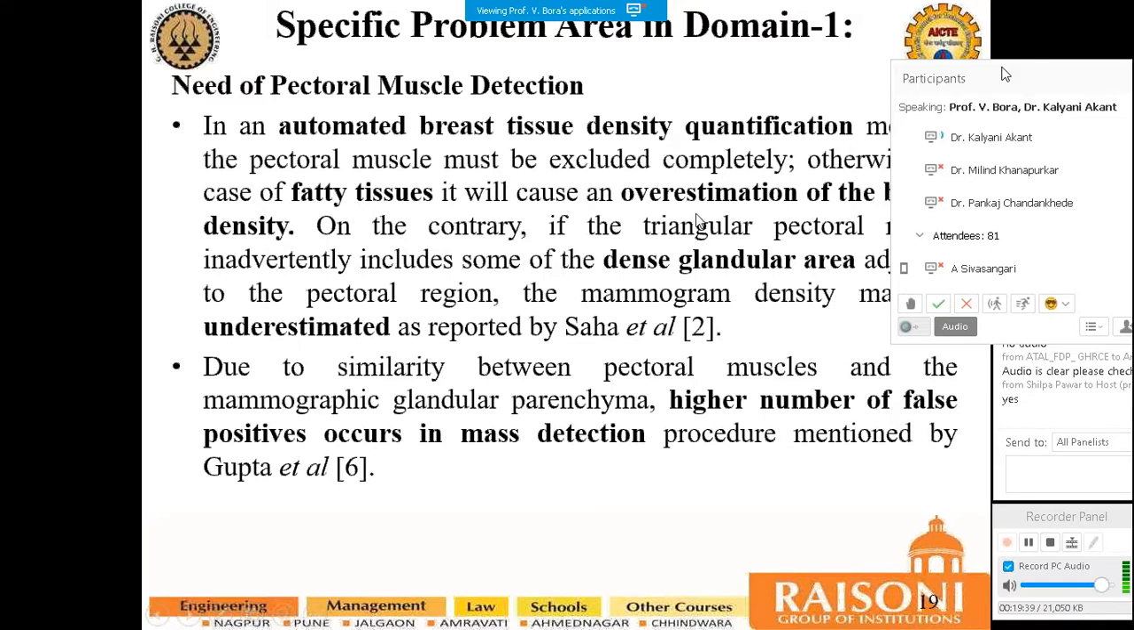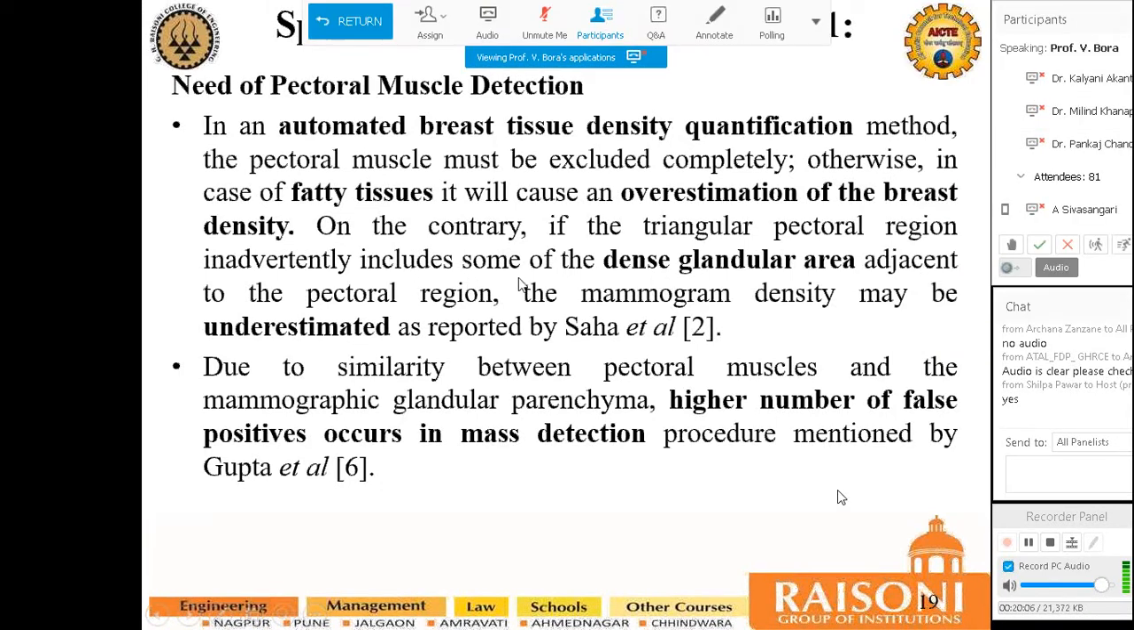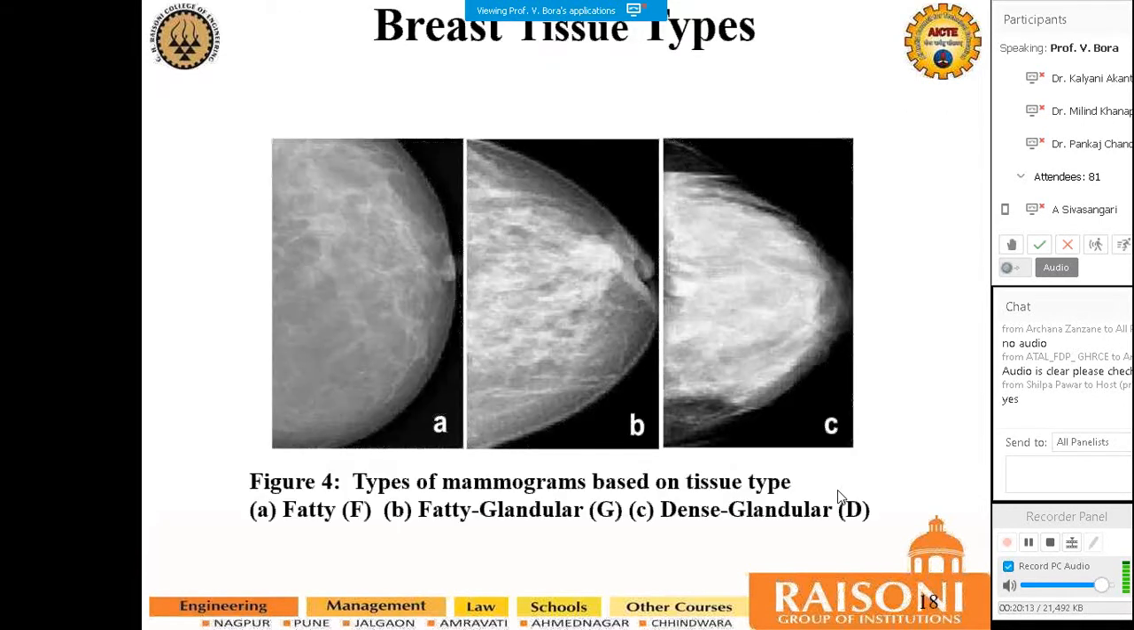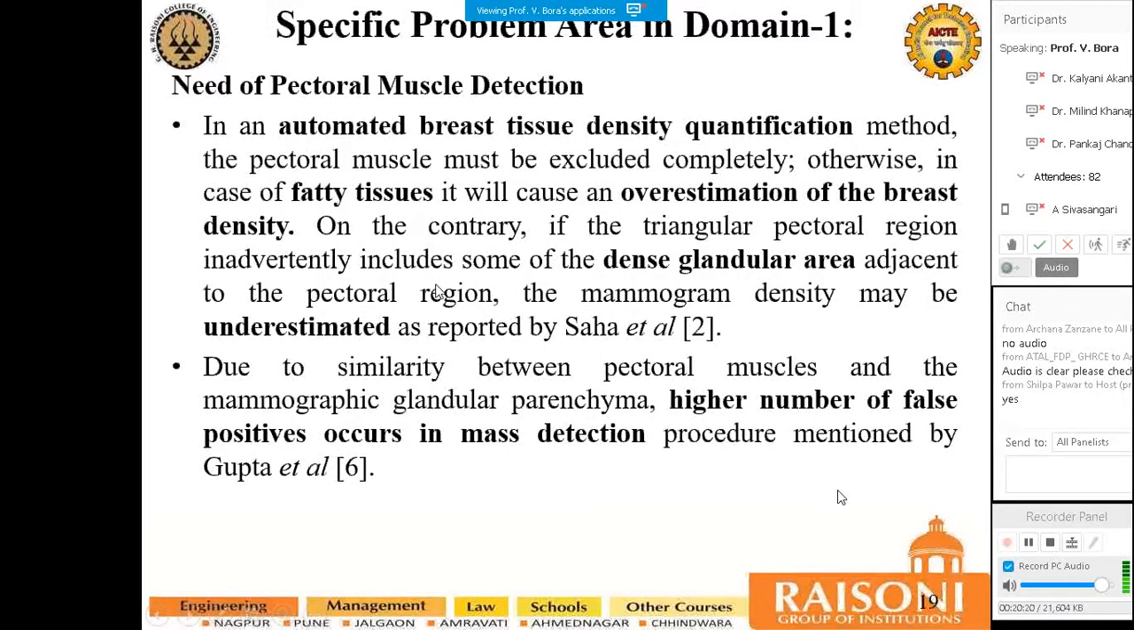How will it cause that? Because if the pectoral muscle is not removed, it will get added to the tissue. The tissue density is always less in fatty tissues, and if the muscle is not removed, it will get added. This is called overestimation. On the contrary, in a dense mammogram, this triangular pectoral region will get mixed with the dense tissues. Muscle is also dense; muscle is always white, and the tissues are also white. So it will underestimate the breast density. This was given by Shah in the second reference. These are the issues, and that's why we need to remove the pectoral muscle.